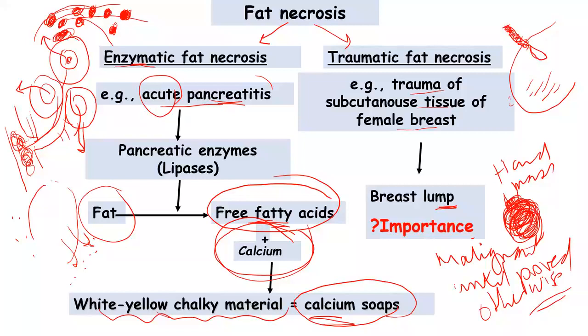Traumatic fat necrosis occurs due to blunt or sharp trauma of the subcutaneous tissue of the female breast or of the abdomen or of the legs, any part, any subcutaneous tissue can be affected by traumatic fat necrosis.